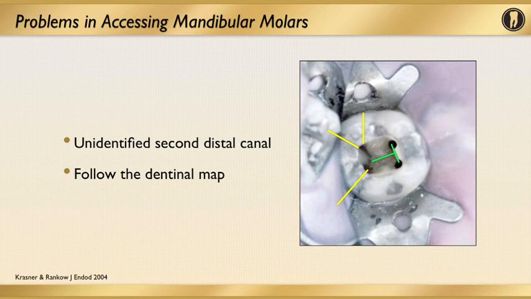Other problems that you may notice in accessing mandibular molars can be overcome by astute attention to detail. Once we identify the dentinal map that's present within these access preparations, we understand that the dentinal map will lead us directly into the orifices of the existing canals. This should be a very symmetrical presentation, one that we notice by following the dentinal map.